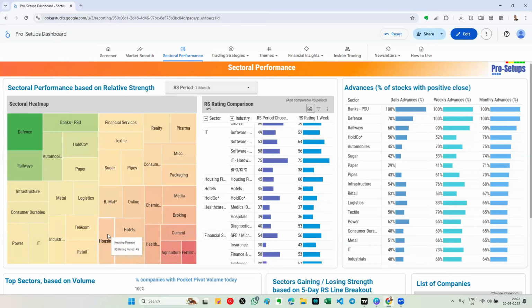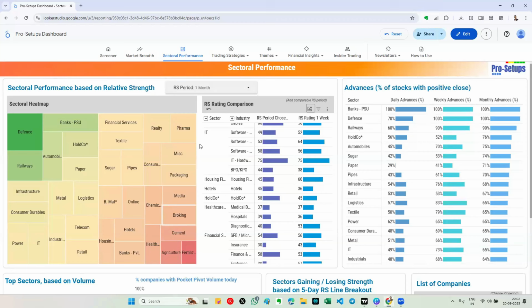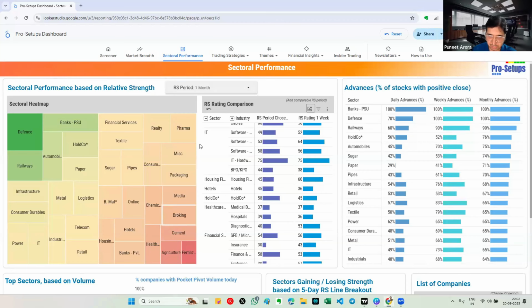On weekly time frame, it will be somewhere over here. So it is moving. There's movement here, right? This movement we must see to find stocks which can actually move further. And housing finance is a sector wherein all the stocks tend to move together. Housing finance, hotels, hospitals, diagnostics, rice based, sugar, paper. These are the sectors or industries which tend to move together.